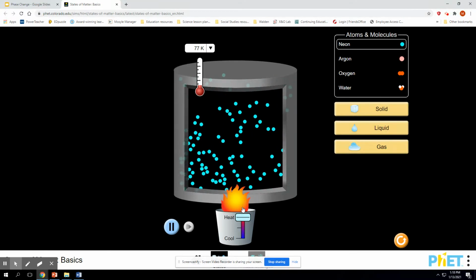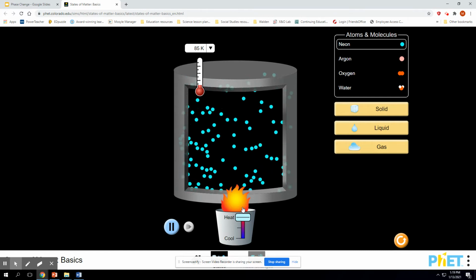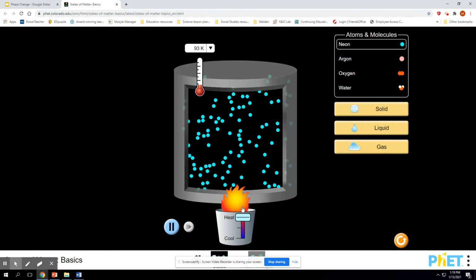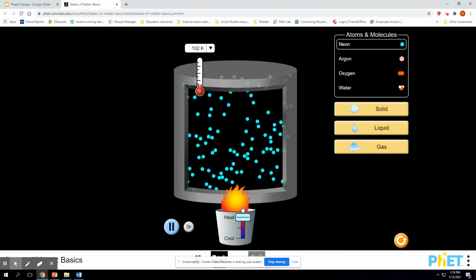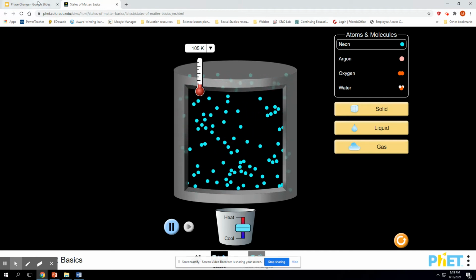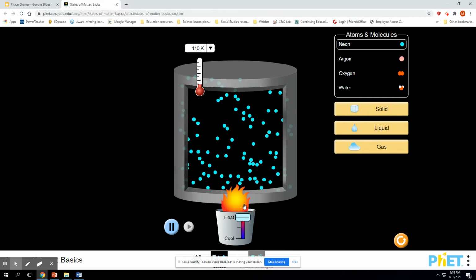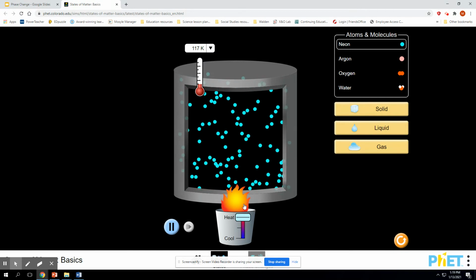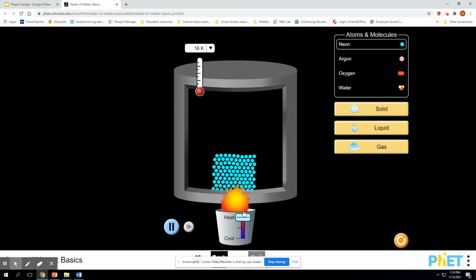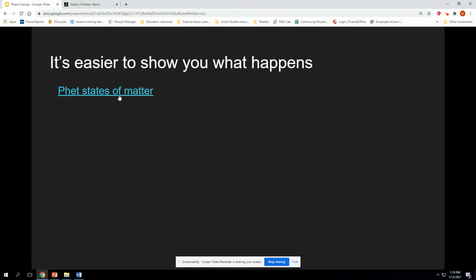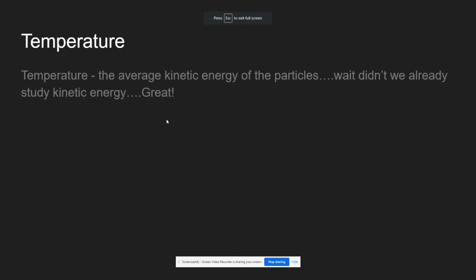Now it's measuring how fast they're moving, and this is a really, really low temperature. So that's what's happening to matter on a molecular level when we're talking about temperature. The more you are increasing the temperature, the faster those objects are moving, because that's really what temperature is. Temperature is the average kinetic energy of the particles.